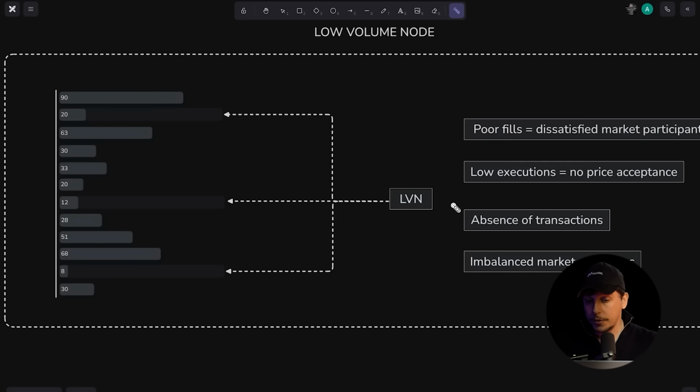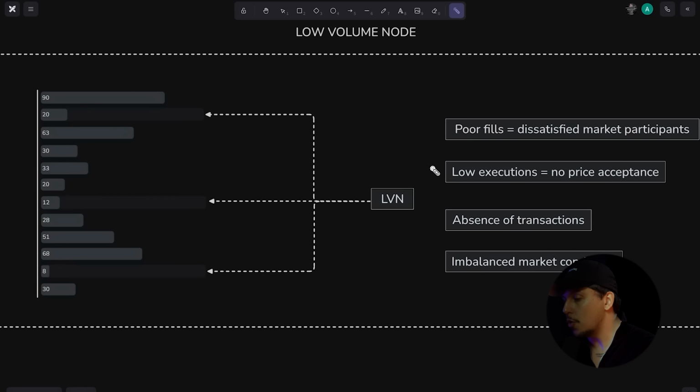Now let's go through the concept of low volume node. In our distribution of the profile, we will have some points where you can see that the volume is really low. So on this level, the transaction was not so efficient, okay? The delivery was not so efficient. So the price probably jumped from one level to the other with really low volume. And these are the levels where the interaction is inefficient. You have poor fills, you have dissatisfied market participants, and you have low execution, so no price acceptance. In this case, there is an absence of transaction.